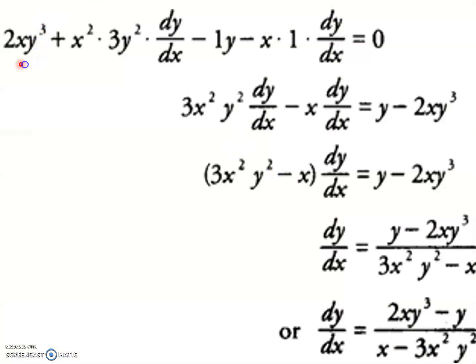Now 2xy cube plus x square 3y square into dy by dx minus x dy by dx. Suppose it is the term we have to simplify. Yes, the derivative is already taken, so we have to simplify. How is the equating part discussed? Yes, we have to take dy by dx common from this term.